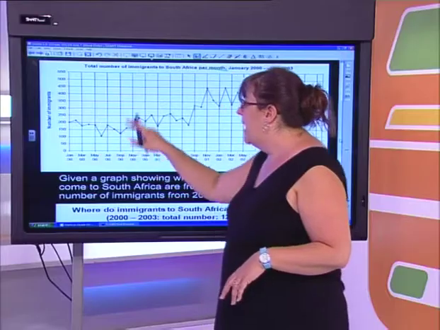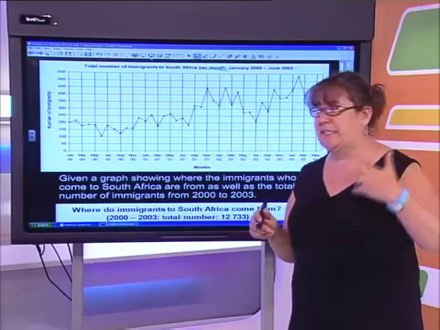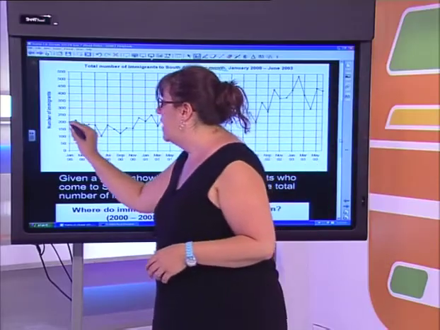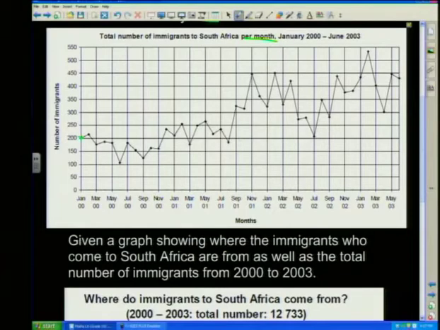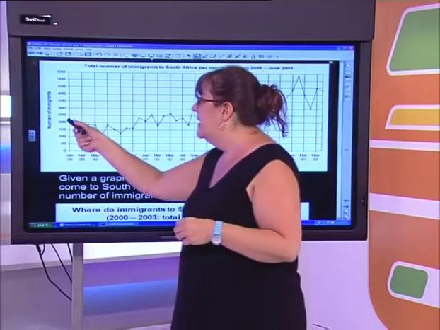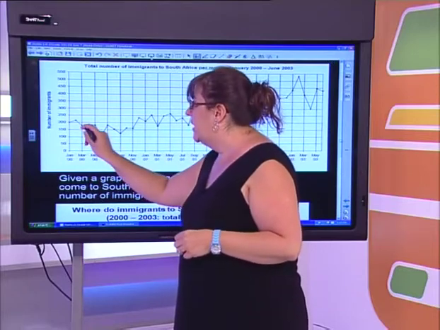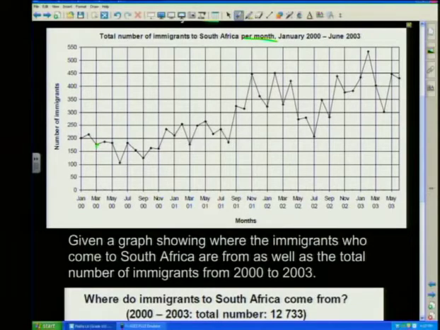So every month I can see a specific amount. If I look at January, it's that dot over there, I can see that 200 people immigrated to South Africa in January 2000. Then I've got another line which tells me March. So I've got between 150 and 200, so I'm probably looking at about 175 people that came in March.